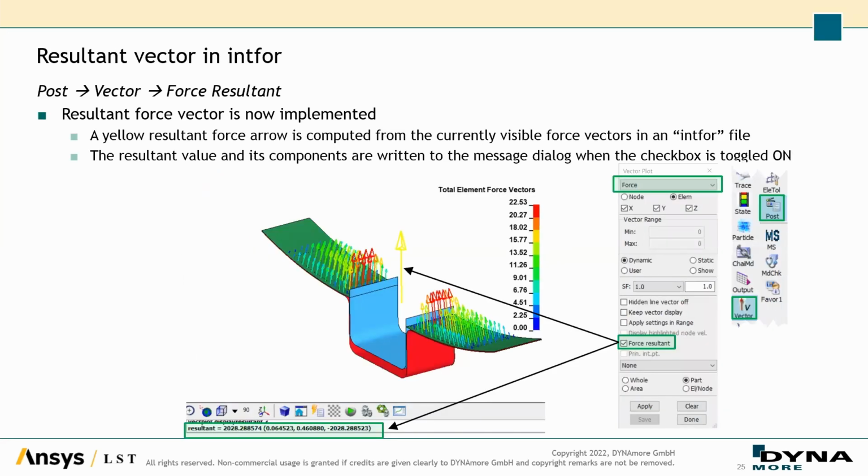In LS-DYNA, you can output also the info files, which have the contact pressure and contact forces of your LS-DYNA run. If you open such an info file in LS-PrePost, then you can go to Post Vector and activate the option Force Resultant. A yellow resultant force arrow is computed from the currently visible force vectors in the info file. The resultant value and its components are also fed to the message dialog, and the checkbox is toggled on.